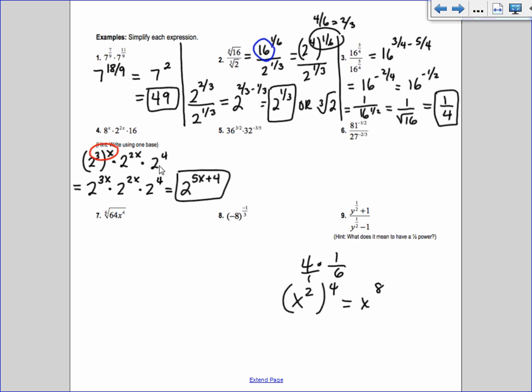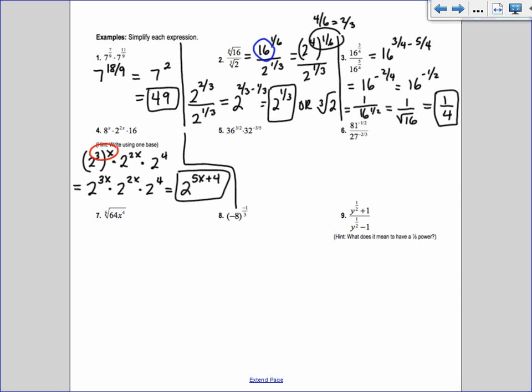Now the next one, number 5, you actually cannot get those to be the same base. Like 36 and 32, if you did the factor trees for them, 36 has both 2's and 3's, but 32 only has 2's. You can't get them to be the same base. Like they're not both 2 to something or 6 to something or whatever. Okay, so we're going to do each one individually.